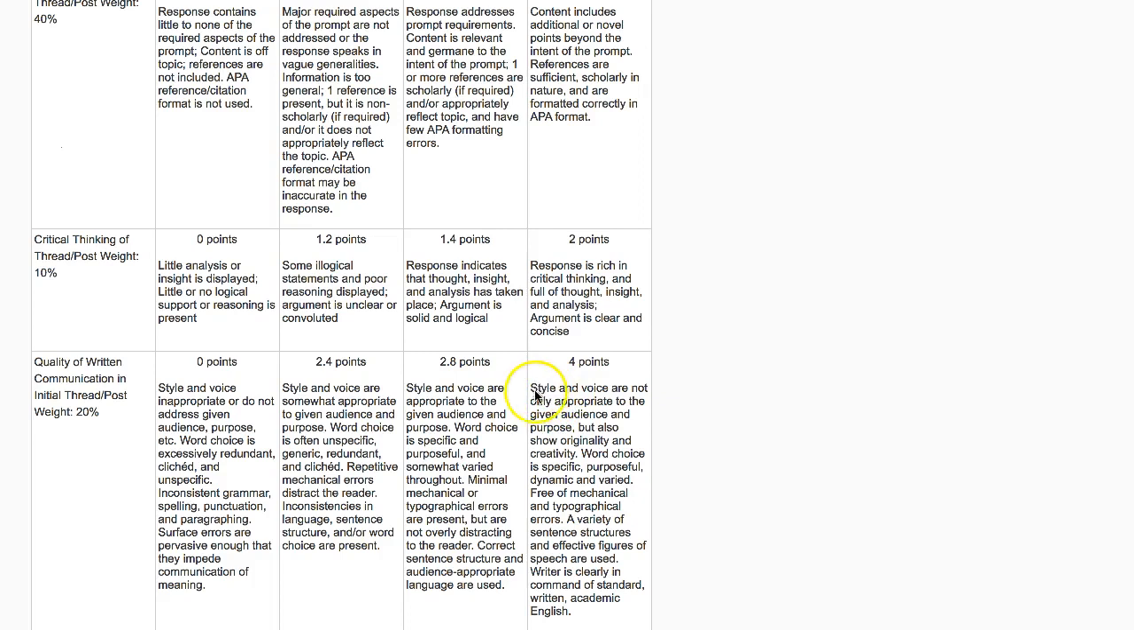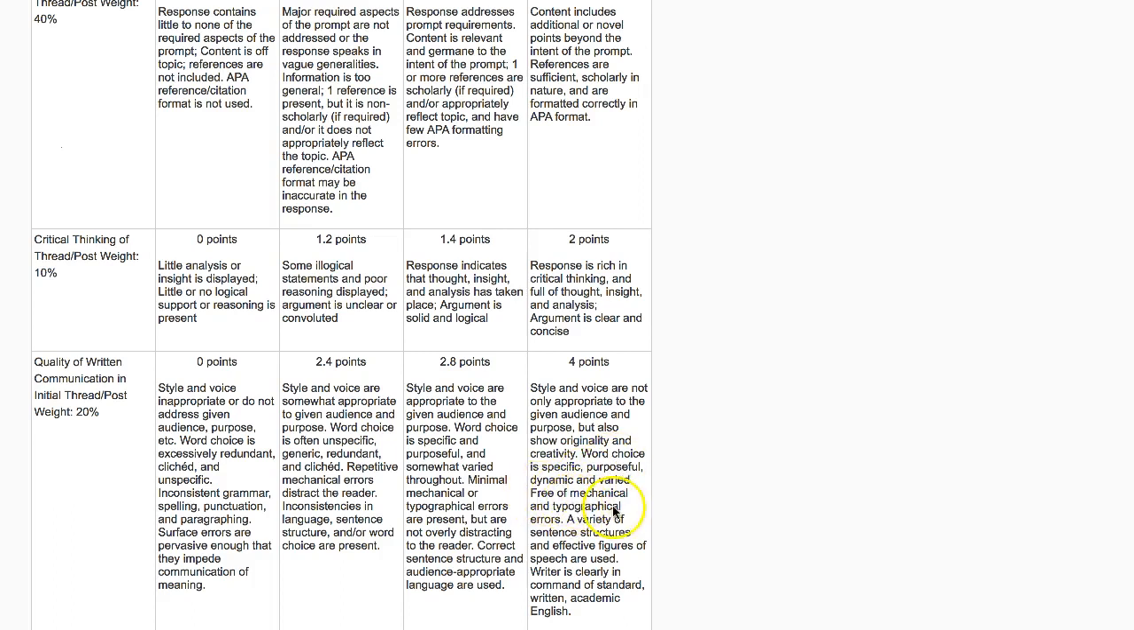Quality of written communication in an initial post. So style and voice have to be appropriate. What does that mean? Professional. Don't use slang terms. Don't use contractions. Open up your APA book. It talks about it. You want to use originality in your work. Your word choice needs to be specific and purposeful. Read your writing out loud to yourself, okay? Because a lot of people try to be really scholarly and they just jumble up words. Obviously, you want to sound scholarly, but you don't want to sound overly superfluous.